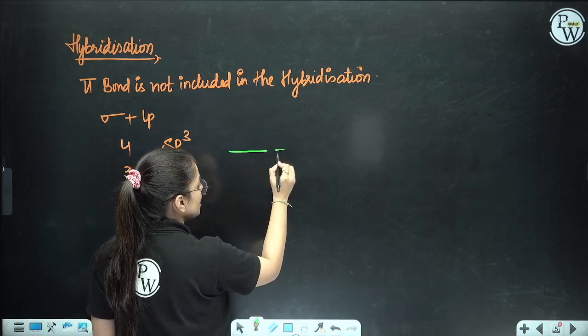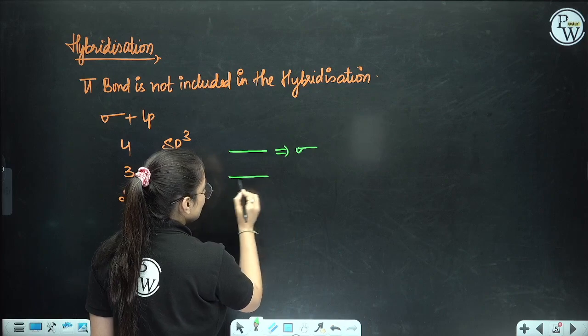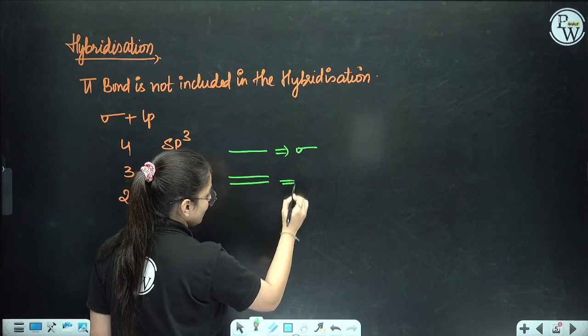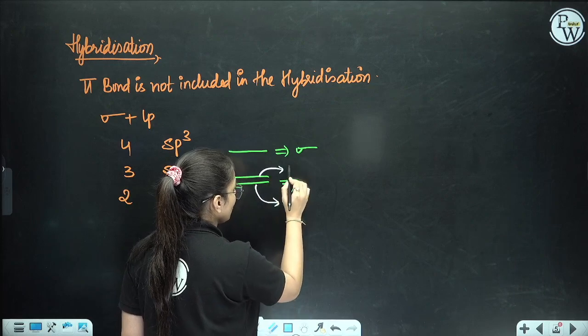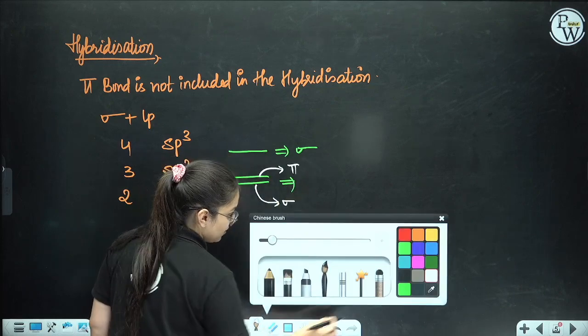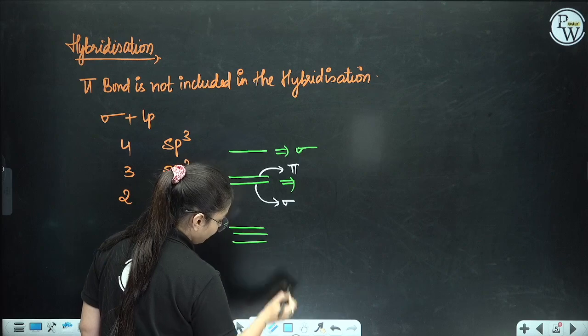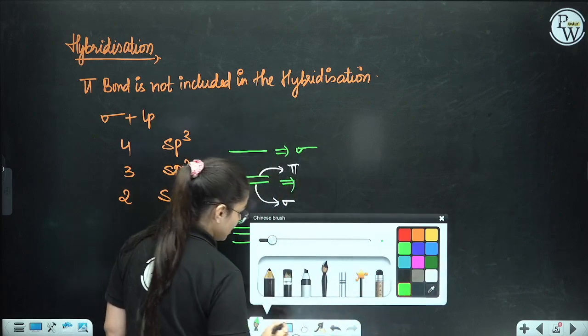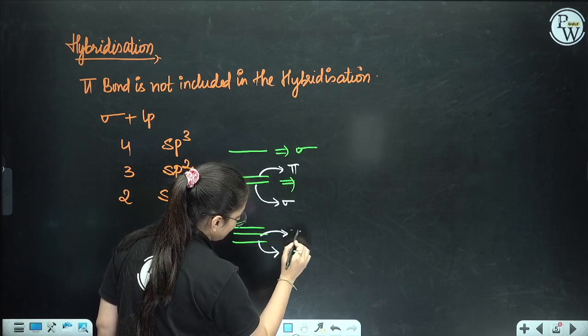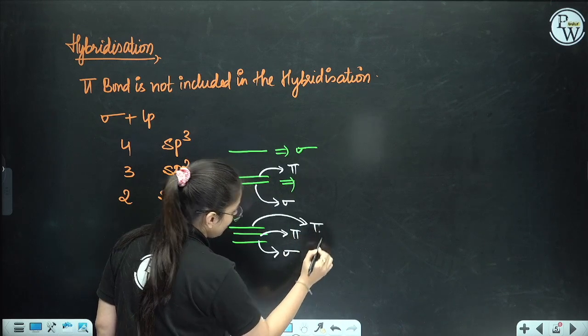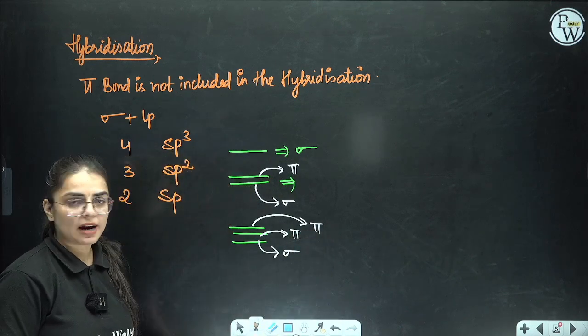Now students, how do you see what is a sigma bond and a pi bond? If there is a single bond, this is a sigma bond. In a double bond, always remember, the very first bond is a sigma bond, the second bond is a pi bond. In the same way, in a triple bond case, it's very simple: the first bond is a sigma bond, the second bond is a pi bond, the third bond is a pi bond. Clear with this part?